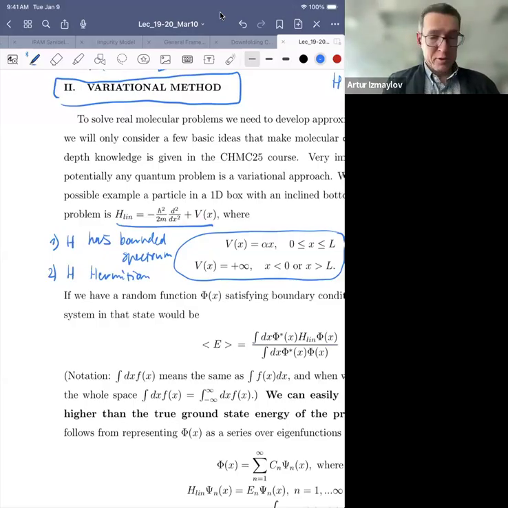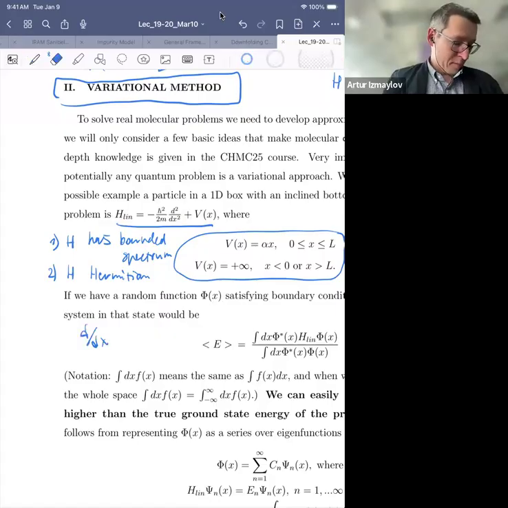Okay, so the example of an unbounded spectrum is a free particle, because a free particle in principle has a spectrum that goes from minus infinity in momentum to plus infinity, so it's not bounded by any finite value. And for a non-Hermitian operator, you could take, let's say, d over dx. That's an operator that is non-Hermitian, and you could use that as an example.